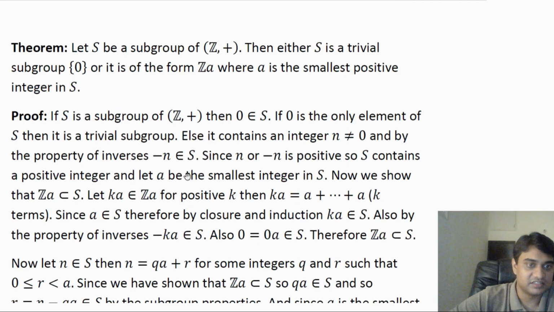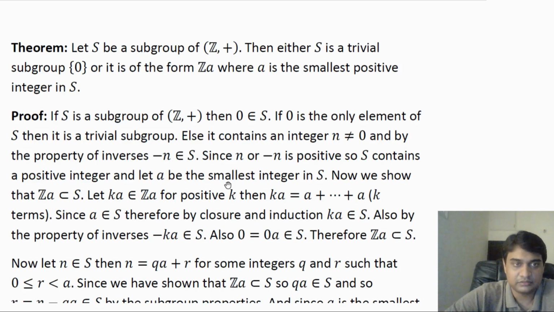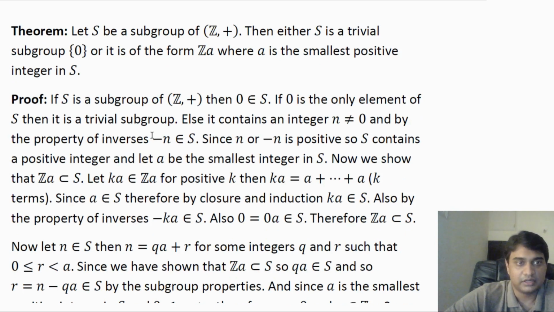If S is a subgroup of Z plus, then 0 is in S, right? Because it is a subgroup, and a subgroup contains the identity element. So 0 is in S. Let's say 0 is the only element of S. If there are no further elements in S, then we are done, as it will be the trivial subgroup. Otherwise, it will contain some other non-zero integer.